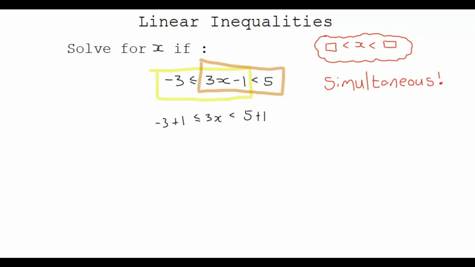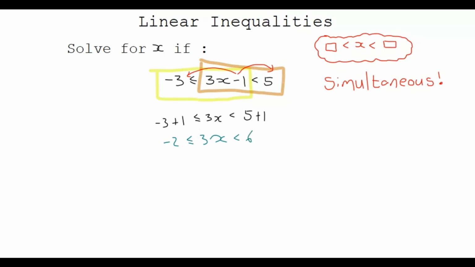So if you see what we did there, we technically solved it simultaneously. We took this minus 1 over to that side. Likewise, we took the minus 1 over to that side. And so we will repeat for all inverse operations. This would become minus 2 less than or equals to 3x, which is less than 6.